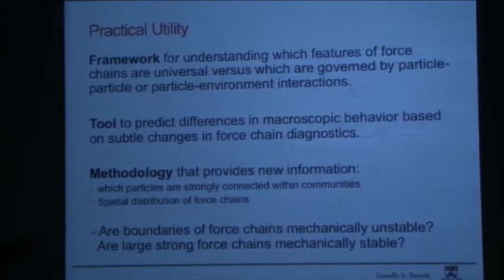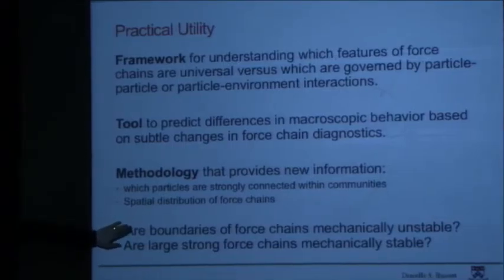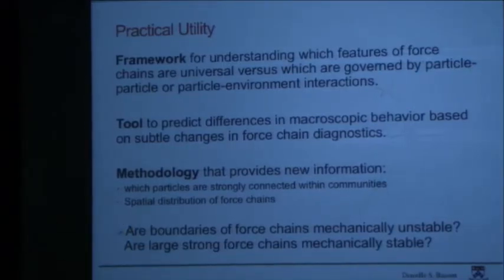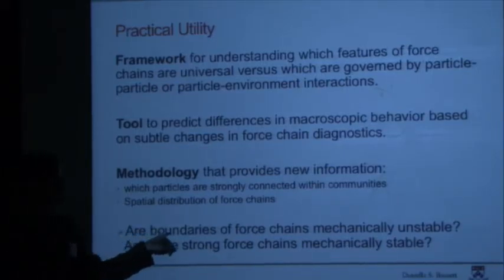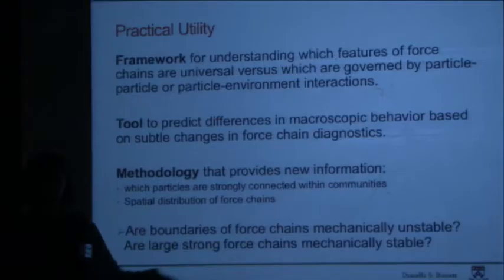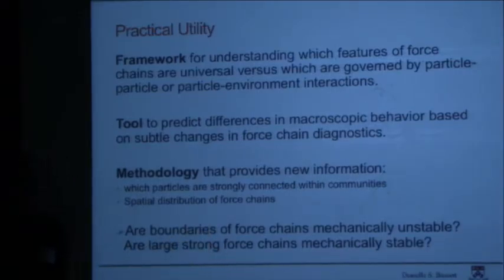And potentially we think that there are two questions we'd really like to ask. Are the boundaries between these force chains mechanically unstable? If we're able to identify the boundaries between them, that suggests that there's a weakness there, because the community detection is finding strong links and setting boundaries at weak links. So we're really curious about whether those boundaries are mechanically unstable. And secondly, are large, strong force chains mechanically stable? So can we look at the packing and identify sections of stability and sections of instability based on the spatial organization of the force chains?